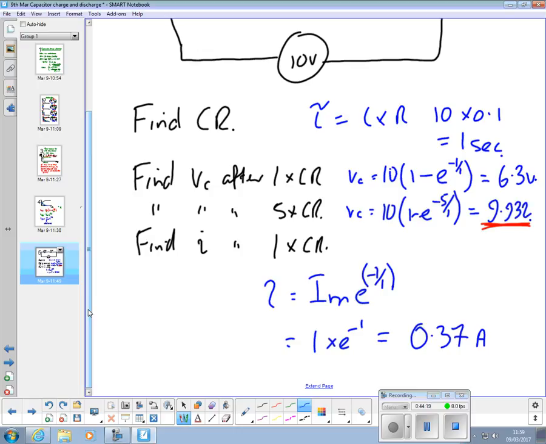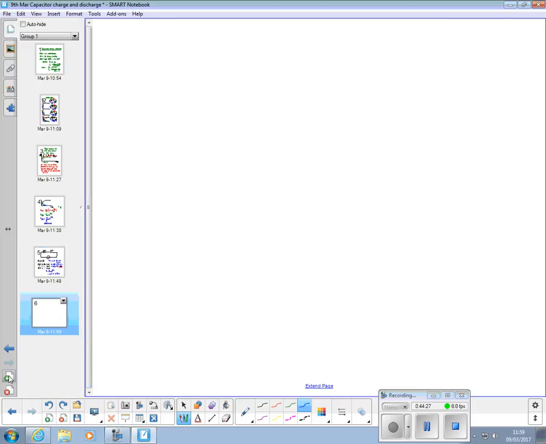Now, what I'm going to do now is look at this type of question. Find the time when little Vc is equal to 5 volts. Okay, same circuit as the previous circuit.